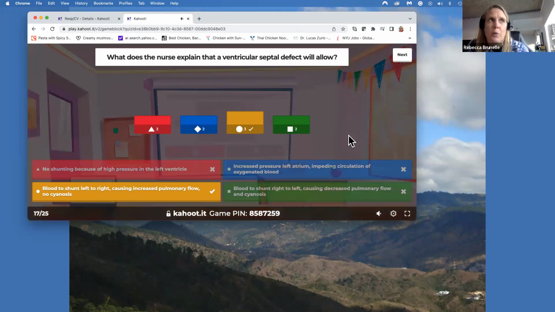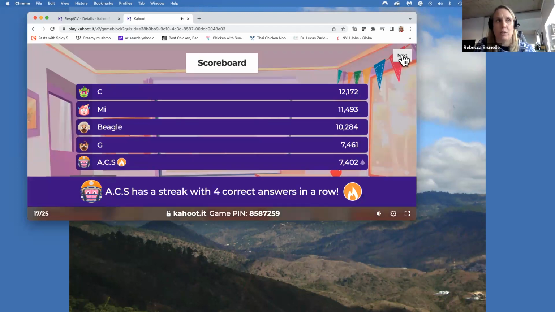All right, so the correct answer is that blood shunts from left to right, causing increased pulmonary blood flow. So there's 3: ASD, VSD, PDA, and this statement is true for all 3 of those: there's a left to right shunt with increased pulmonary blood flow and no cyanosis. The ventricular septal defect is also called a VSD. So the VSD, the ASD, and the PDA, or patent ductus arteriosus, share a left to right shunt, increased pulmonary blood flow, and no cyanosis.